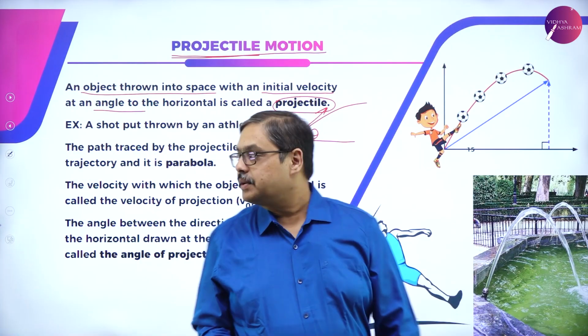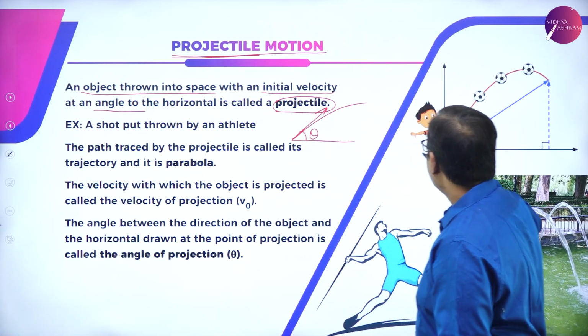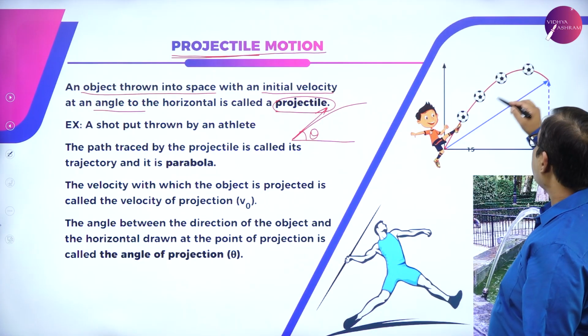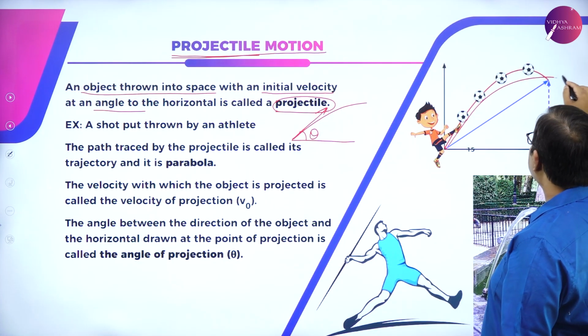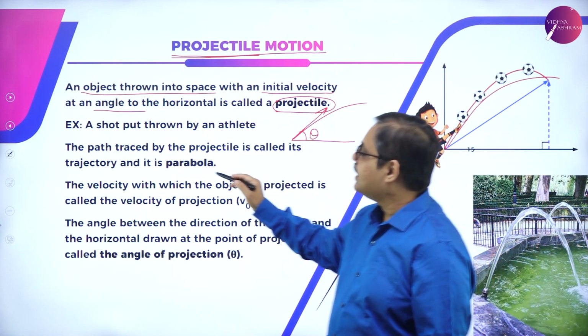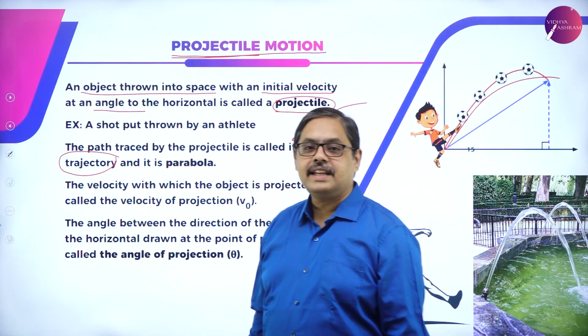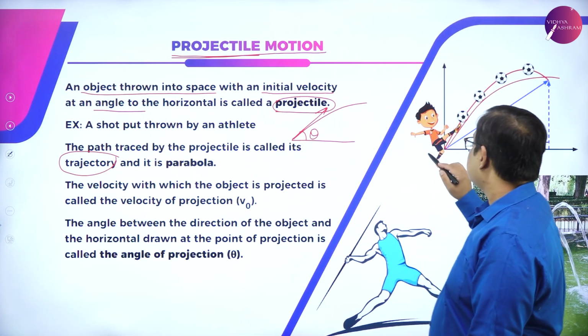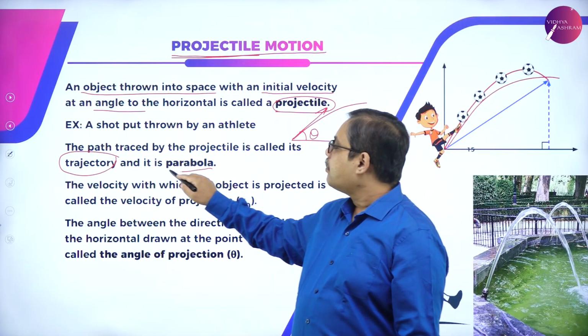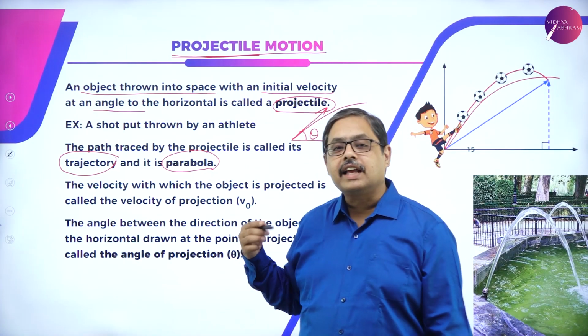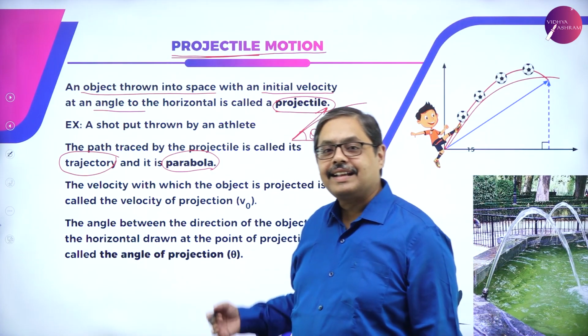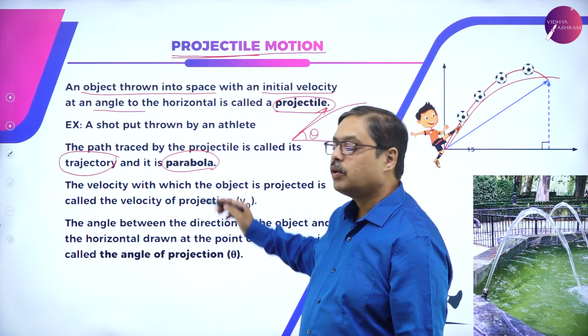The path traced by this projectile, whenever a footballer kicks a ball, whatever path the ball takes, that path is called the trajectory, and this trajectory is a parabola. For all types of projectile motion, the trajectory shall follow a parabola.